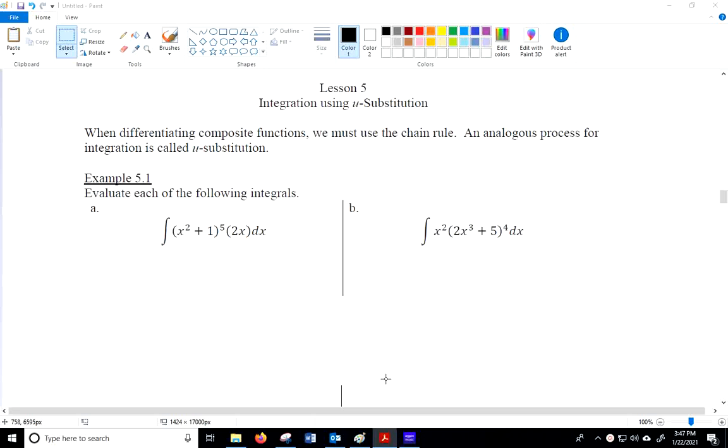So when we're differentiating composite functions, we always had to use the chain rule. Can you remember that? When you took the derivative of something, you then have to multiply by the derivative of the inside. So an analogous process for integration is called u-substitution. Let's see how it works.